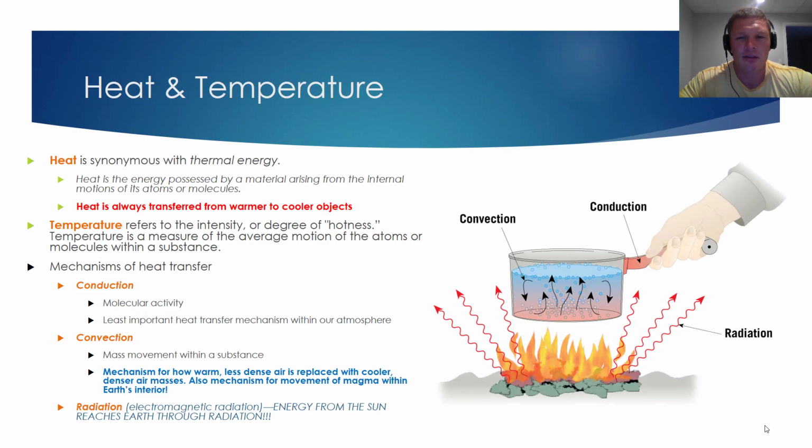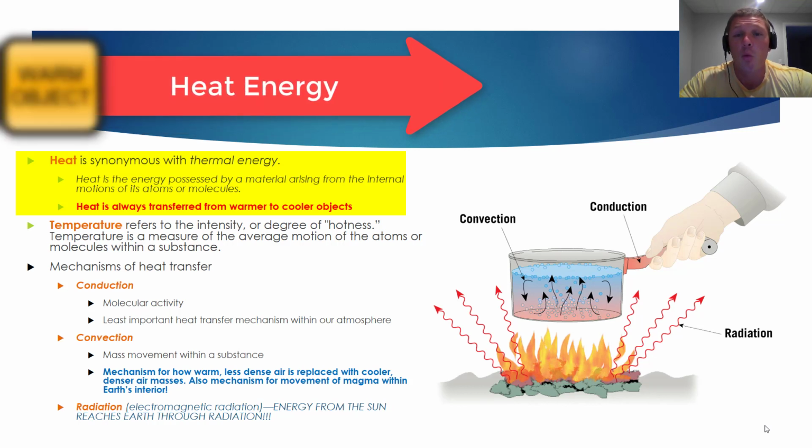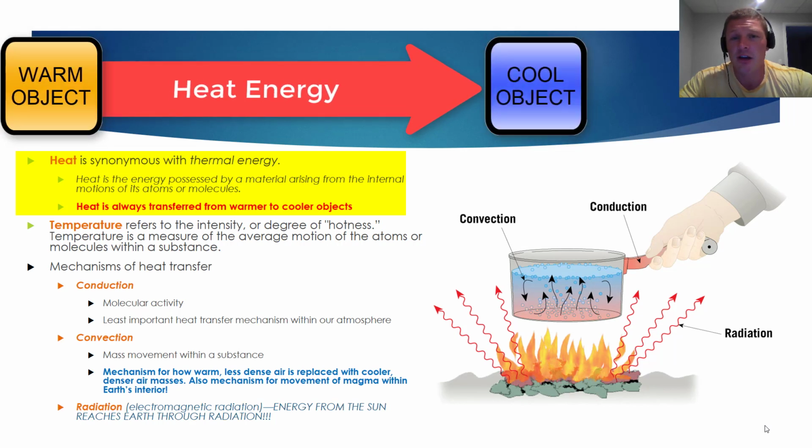I'd like to start off by talking about the difference between heat and temperature, because those are often confused terms. For our purposes in this course, when we say the word heat, we are talking about thermal energy. More specifically, heat is the energy possessed by a material that arises from the internal motions of atoms and molecules. Another very important thing to keep in mind that will always be true is that heat is always transferred from warmer objects to cooler objects.